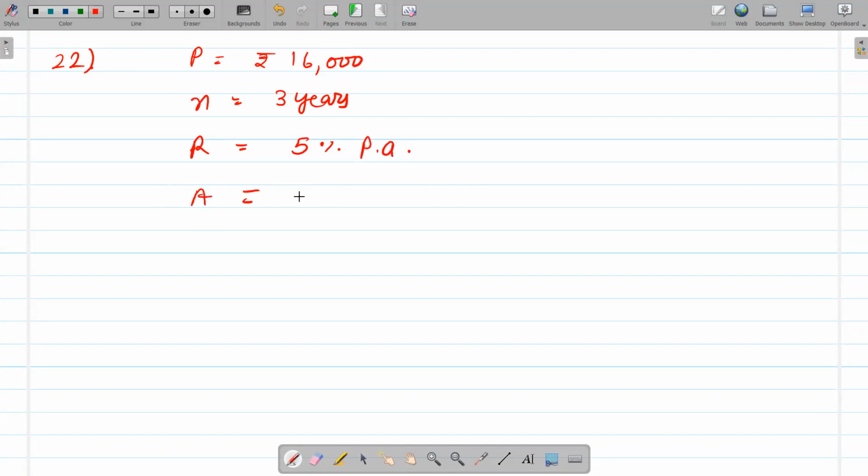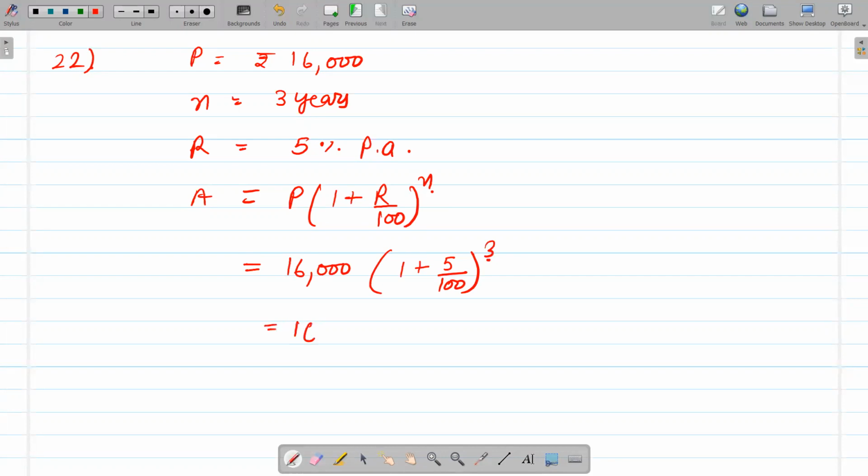So for compounded annually we are having the formula P into (1 plus R upon 100) raised to power n. Simple formula. 16,000 into (1 plus 5 upon 100) raised to power 3. 5 1s are 5, 5 2s are 10. आपके पास 1 plus 1 upon 20 आ गया. इसको हम क्या कर रहे हैं? हम इसको LCM ले रहे हैं यहाँ पे, simple चीज.